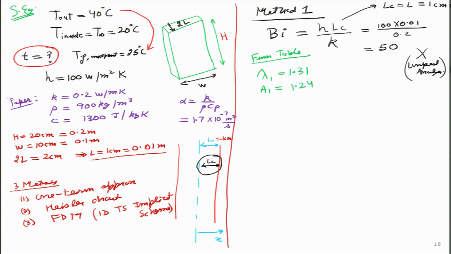Now, I can go ahead and solve for time. How can I do that? Let me apply that equation, which was theta at the mid plane, equals (T(x) minus T infinity) divided by (Ti minus T infinity), is simply A1 e raised to the power minus lambda 1 square tau, multiplied by cos of lambda 1 x by L.